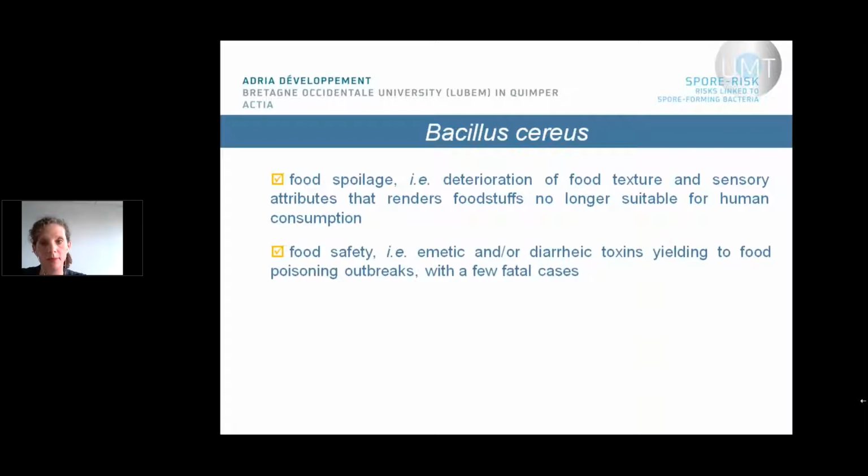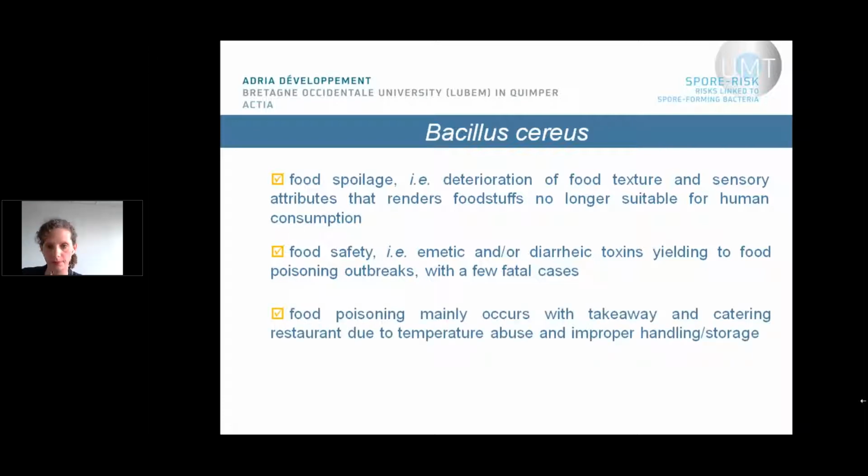And Bacillus cereus may as well be involved in food safety, and this is the major issue associated with Bacillus cereus. Some strains have the ability to produce emetic or diarrheic toxin that are yielding to food poisoning outbreaks. There are a few fatal cases, but there is an increased trend of food poisoning issues, and this represents in Europe more or less 5% of the outbreaks that have been reported. Food poisoning mainly occurs with takeaway or catering restaurants, and this is mainly due to temperature abuse or improper handling or storage of cooked food.